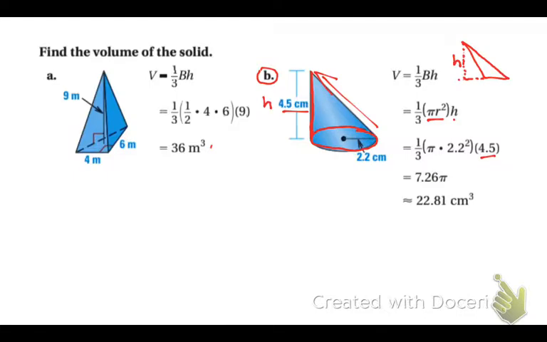Our radius is given, 2.2. Remember, so it's pi times 2.2 squared. We do the math on that, and we come up with 7.26 pi. And do more math, and you get approximately 22.81 centimeters cubed. Okay. So the only tricky part here is that you're not looking at the height in the middle of the base. You're having to look at it on the side here because the whole cone is slanted. Okay, and that should be familiar from working with triangles.